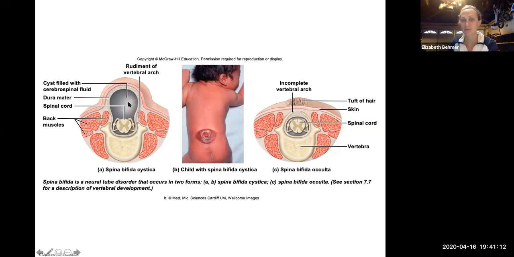cerebral spinal fluid. And then spina bifida occulta: here the vertebral arch is still incomplete, but you at least get some sort of covering around the spinal cord, so you won't get a cyst filled with cerebral spinal fluid coming to the outside. For some reason though, there might be a tuft of hair shown there. I'm not sure why hair would grow there, but that could be a sign of an incomplete vertebral arch too.